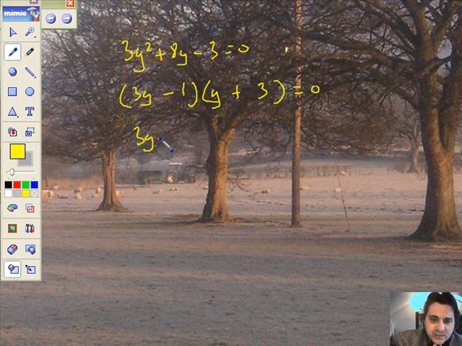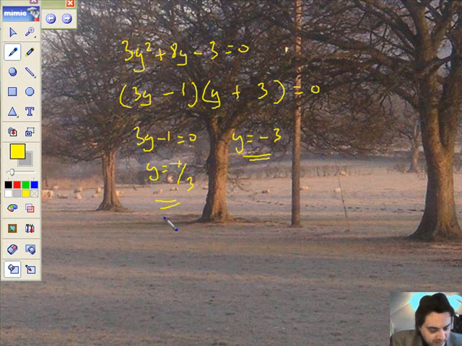Now let's just take these one at a time. 3y minus 1 is nothing, so y is going to be a third. What am I doing? Take the 1 over and add it, divide by 3. Dead easy. And here I've got y equals minus 3. There are the two solutions. Please note it doesn't have to be a whole number. Whatever is right is right. Let's do question 15 now.